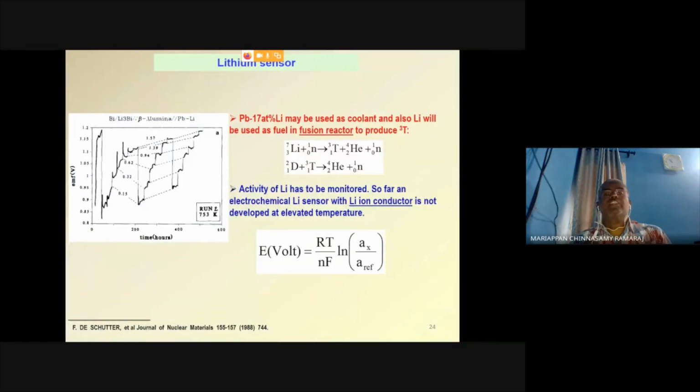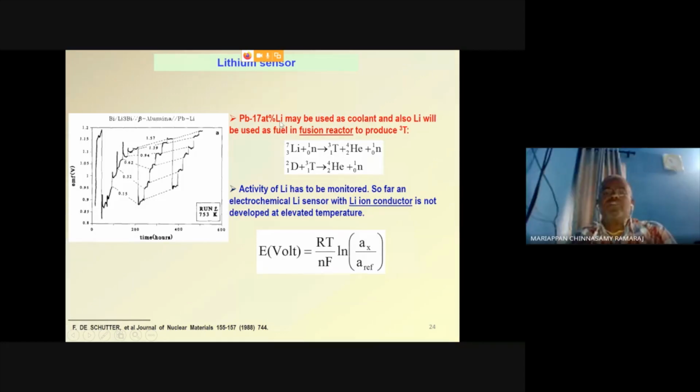Now another one is the lithium sensor. This is usually used for fusion reactors, because lead-lithium alloy is used as a coolant in the fusion reactor. The lithium will be used as a fuel. You may be aware of fission; there are two types of reactor, fission reactor and fusion reactor. In the fission reactor, a big radioactive material like uranium or thorium is split, broken into smaller nuclei. When we break that nucleus into smaller ones, it emits a lot of radiation: alpha, beta, gamma, and heat radiation.